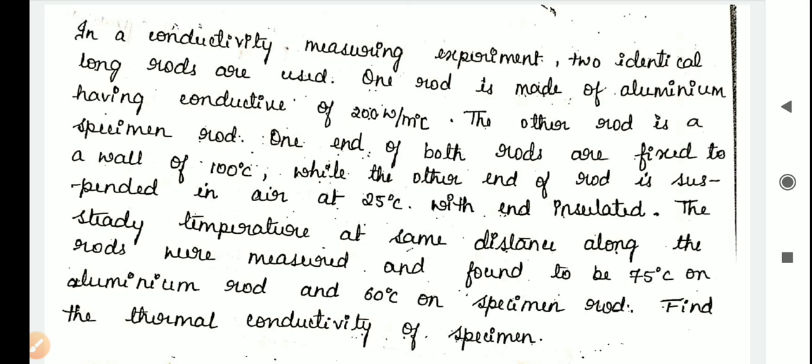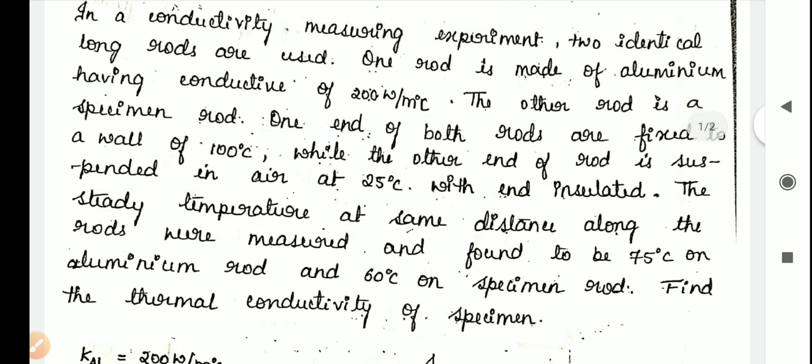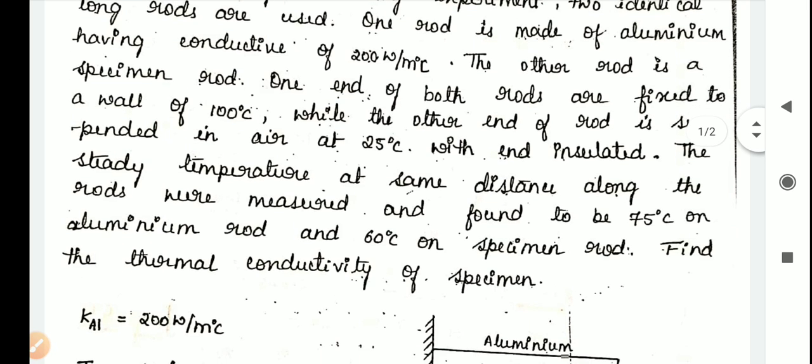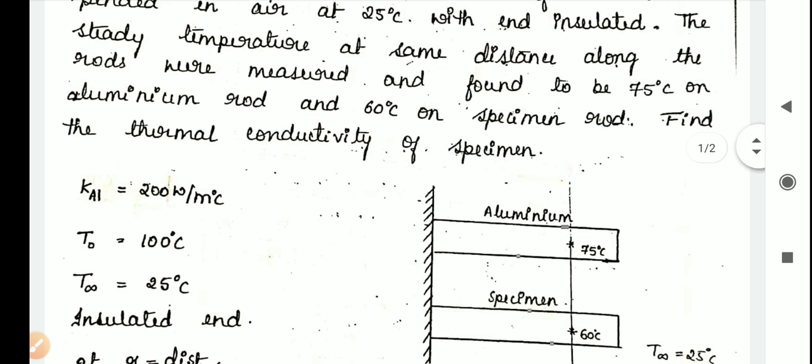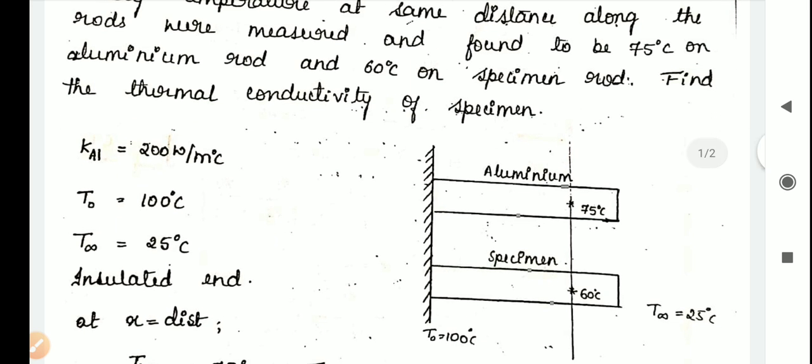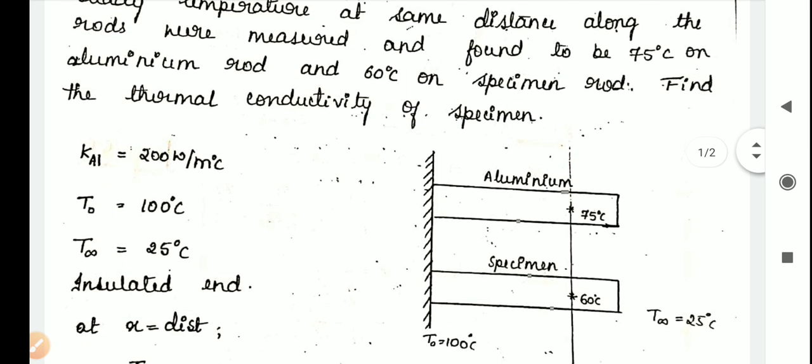The steady temperature at the same distance along the rods were measured and found to be 75 degree Celsius on a aluminium rod and 60 degree on specimen rod. Find thermal conductivity of the specimen. Here two rods are given, so we have to find the thermal conductivity of the specimen rod, right?